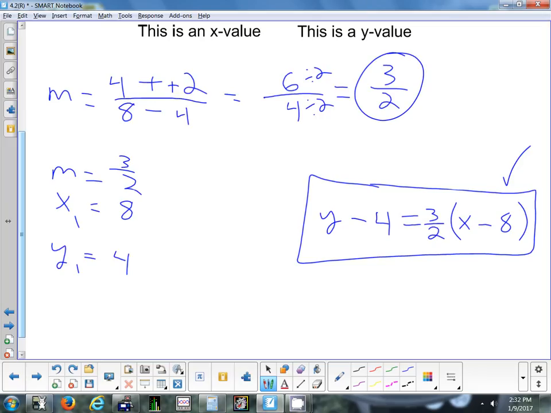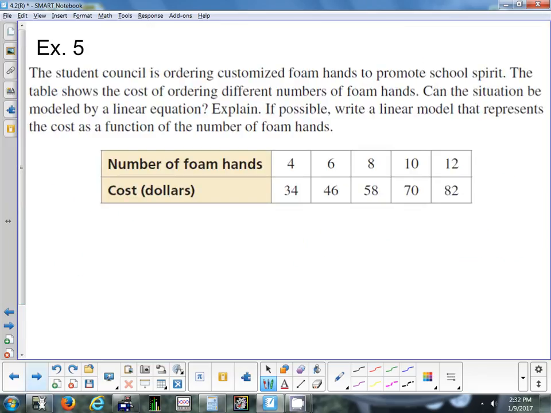Okay, and the last one, I'm not going to go through the whole thing with you. I just want to explain one thing we did earlier in the year, and it was basically if you were given a table, whether or not you could use a line to model this data. Okay? In order to determine if it's possible to use a line, there has to be a pattern here, and there has to be a pattern here. If it's not the same pattern, you can't use a line.